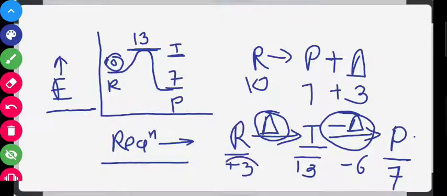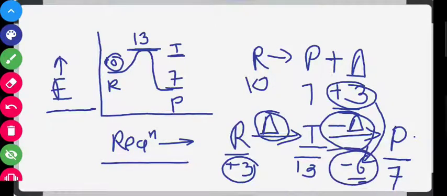That means the 3 points of energy we added will be released here, and an additional 3 points will be released here. So total 3 plus 3, 6 points of energy will be released. Okay, so this is the actual reaction direction.